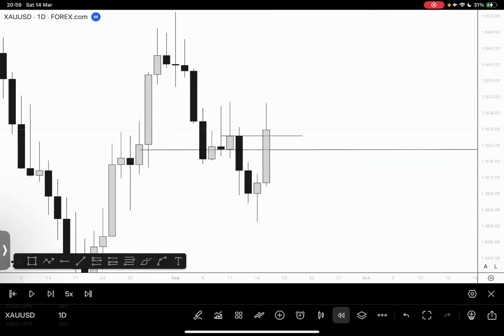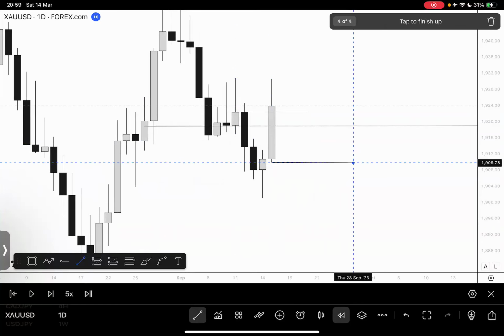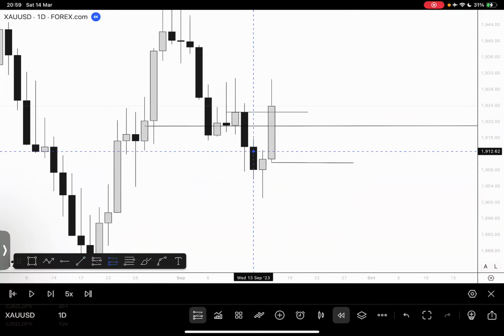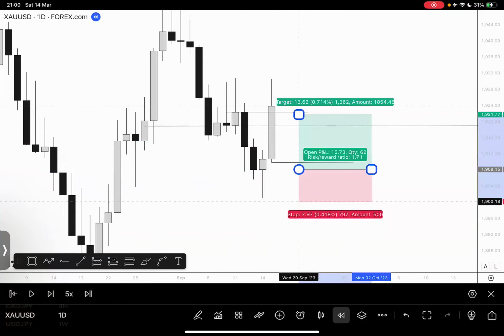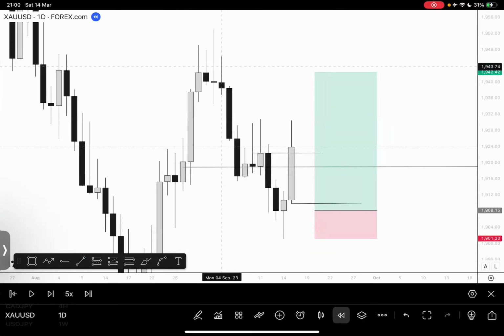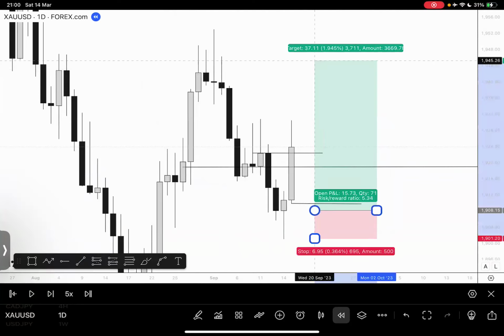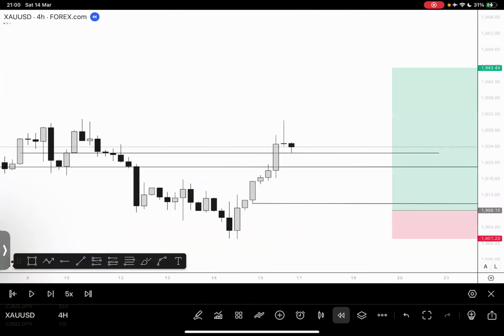So my entry zone will just be below here. My first entry, obviously. Stop loss around this zone. Entry around there, targeting here. That is Monday. This is a 5 hour trade. This is 4 hour. Okay.